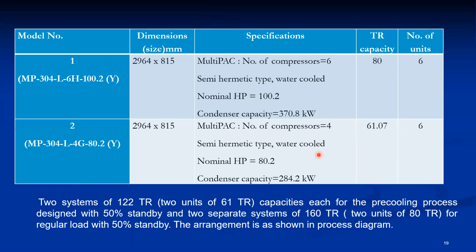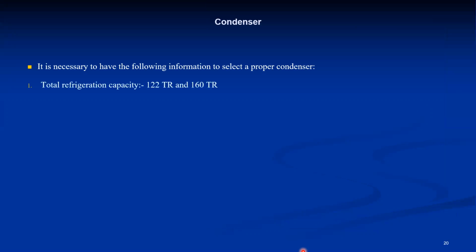So every 8 hours if we change, one particular compressor can run a maximum of 16 hours. So accordingly 50% standby is there, meaning for 160 TR, 80 TR standby, that is 50%, or for suppose 120 TR, 60 TR standby. So like that, the compressors are selected. Condensers, again, to meet the requirement, it is necessary to have the following information for condensers.